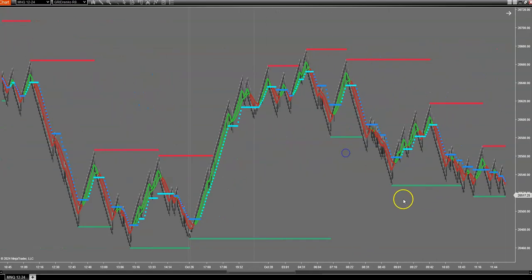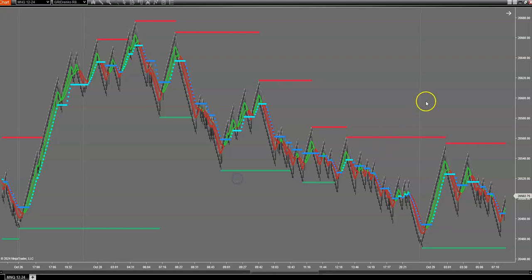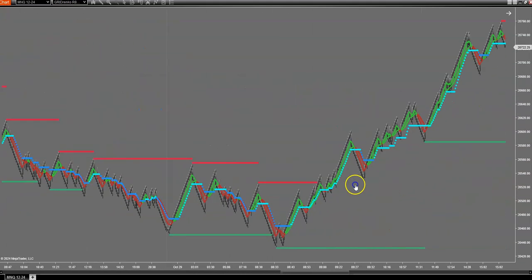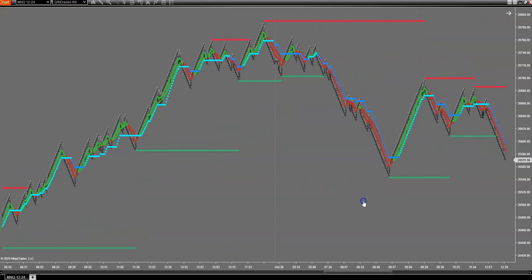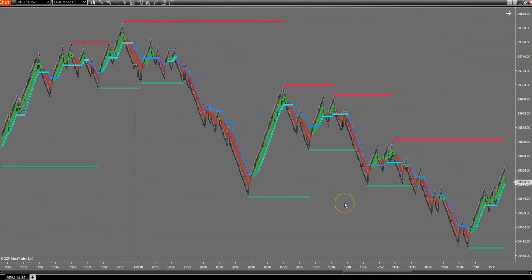So anyhow, there you go. There are some additional ways you can combine some of the iGrid system indicators to get in and mix it up with the market. And I don't know, maybe this will work for you.